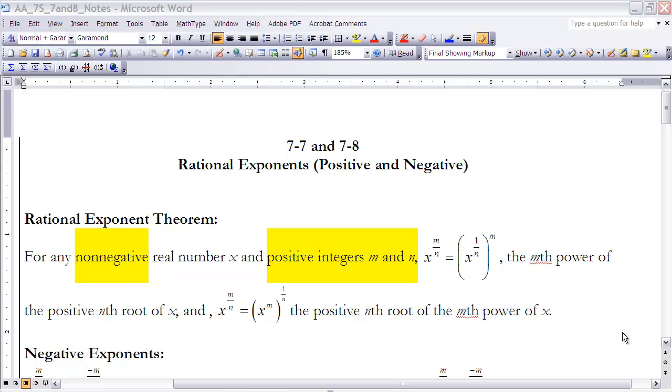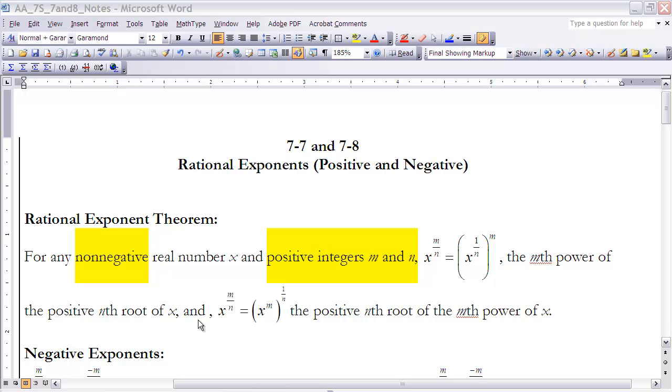Okay, so the first thing I want to do is look at the rational exponent theorem. What the rational exponent theorem says is that if we have a non-negative real number x, that's key, it's got to be non-negative. If it's negative, this isn't going to apply. Here's my value x right here, and positive integers m and n. When I look at the values of m and n, they have to be positive integers. Then I can say x to the m over n is the same as x to the 1 over n raised to the m power. So the mth power of the nth root of x.